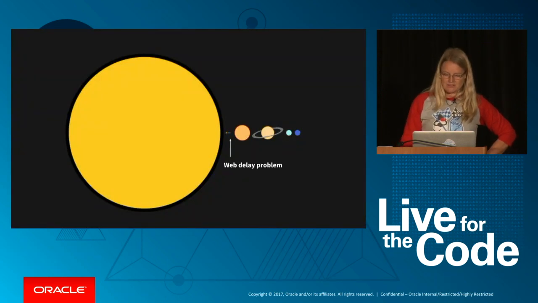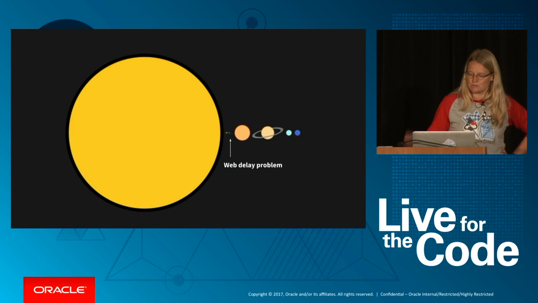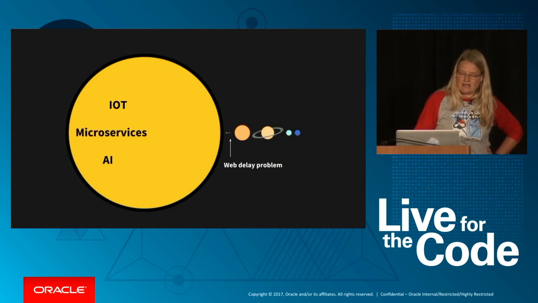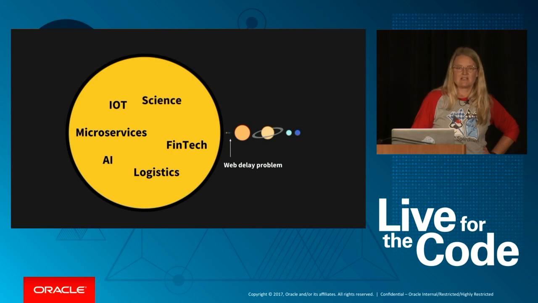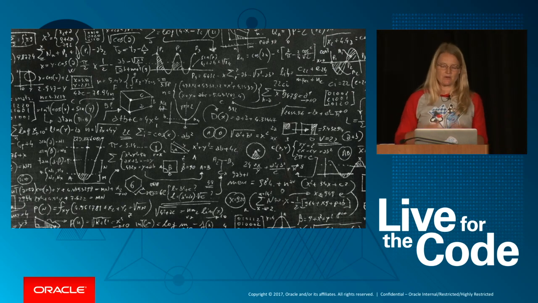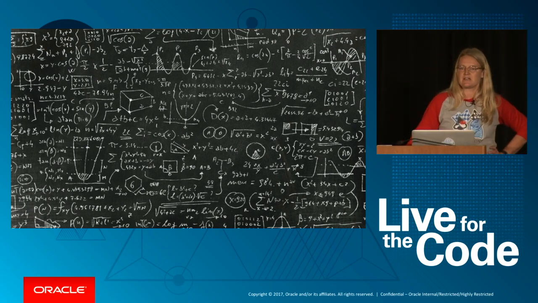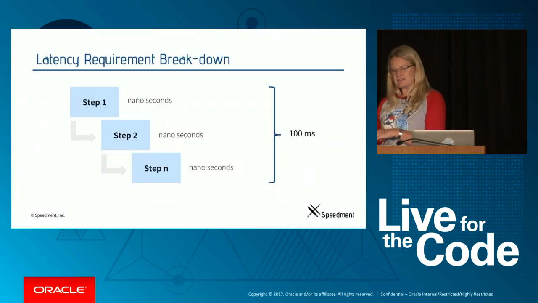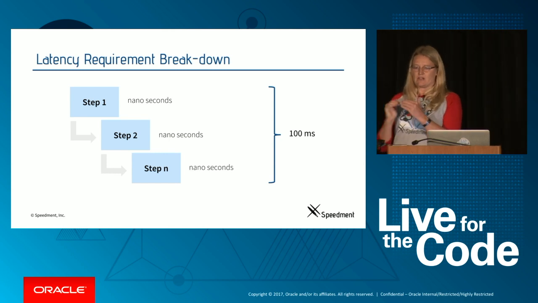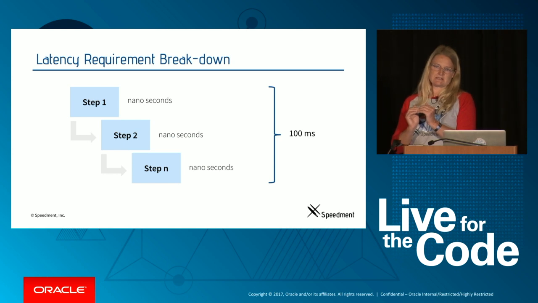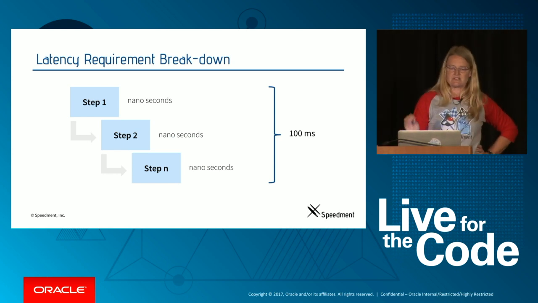What we have talked about now is the web delay problem. It's what you can experience as a human being, but if you take other applications like IoT, AI, microservices, logistics, fintech, science, it's much more complicated. It's a lot of dependencies and thousands of calculations that need to be done, and that makes the problem much bigger. So if we go back to the 100 milliseconds and divide this into a lot of different steps, we come down to each step needing to be done in nanoseconds. So this is the latency requirement.